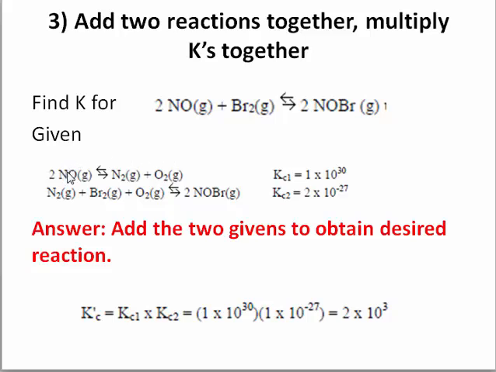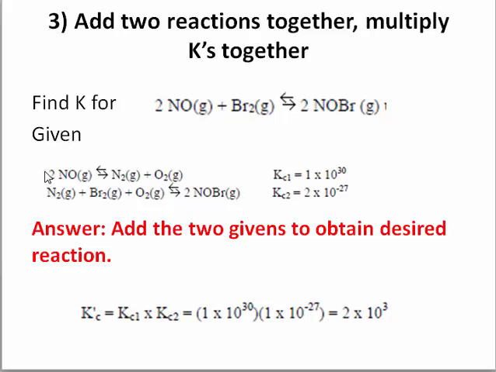Suppose we have information on this reaction. 2 NO goes to N2 plus O2. K, you'll notice, is quite large, 1 times 10 to the 30th. The products are very much favored here. And consider the reaction N2 plus bromine plus O2 goes to 2 NOBr. K for this reaction is extremely small.